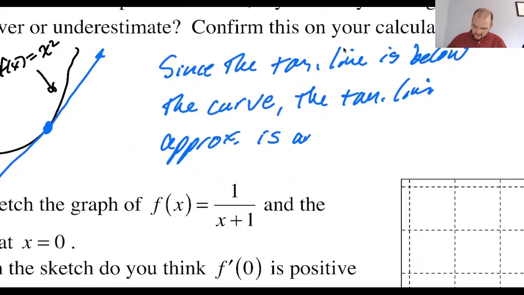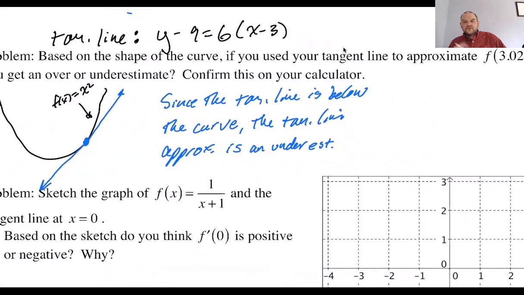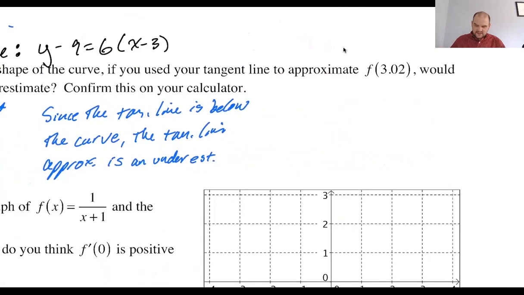Is an underestimate. Okay, so when you're looking at a curve, you can tell right away if a tangent line will give an over or underestimate just based on the location of the tangent line. So because the tangent line is below the curve, so let me write this. Tangent line below curve.